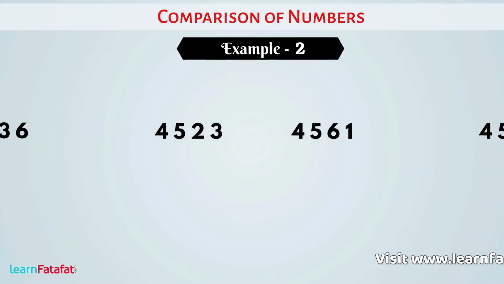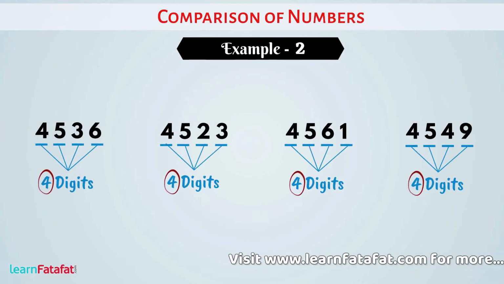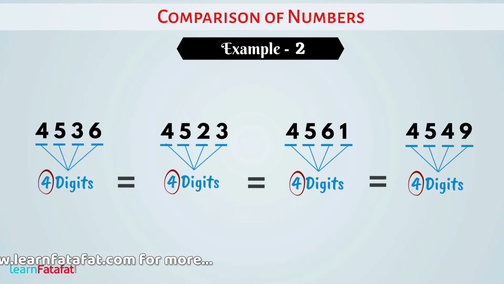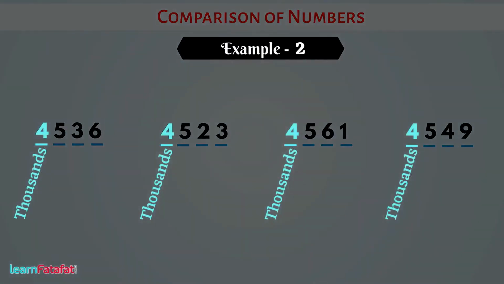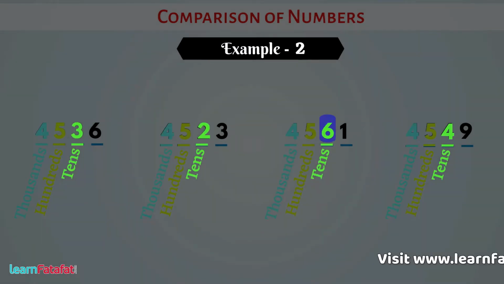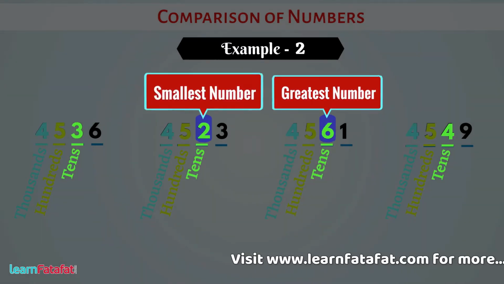Compare these numbers. There are 4 digits in each number. Since number of digits in each number are same, so we cannot use condition 1. Compare digits at thousands place. These are equal. If the digits at thousands place are equal, then compare digits at hundreds place. These are also equal. Next, if digits at thousands and hundreds places are equal, then compare digits at tens place. 6 is greatest and 2 is smallest.